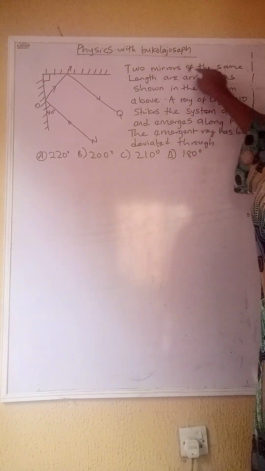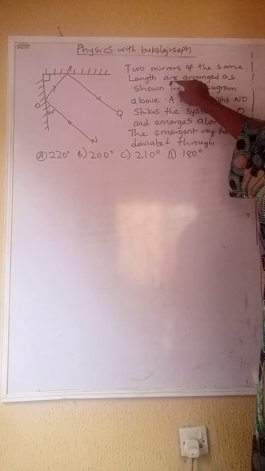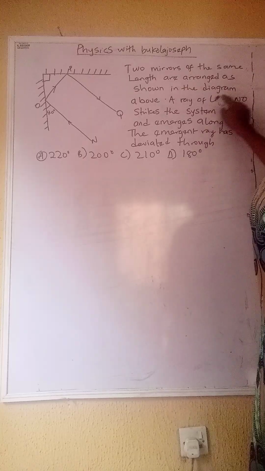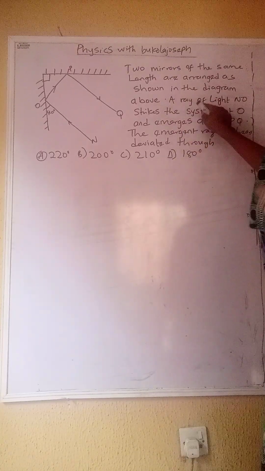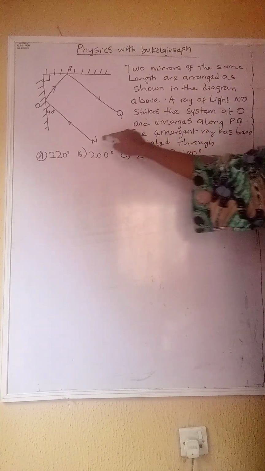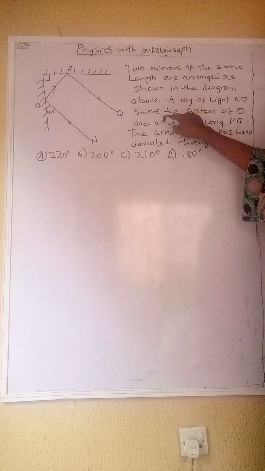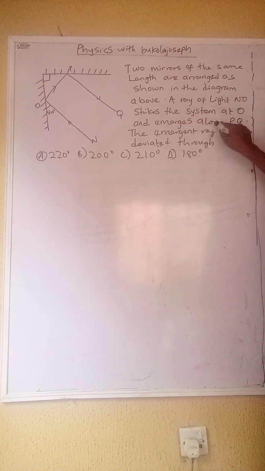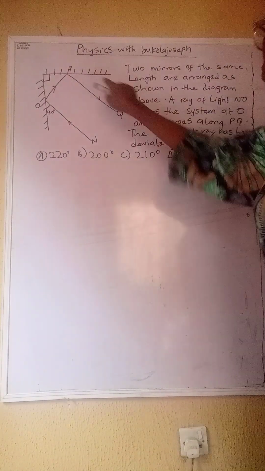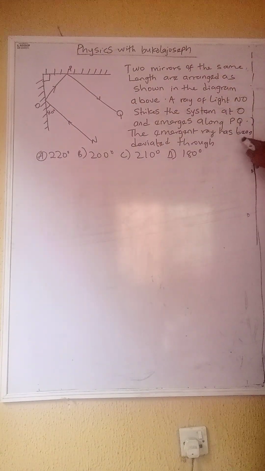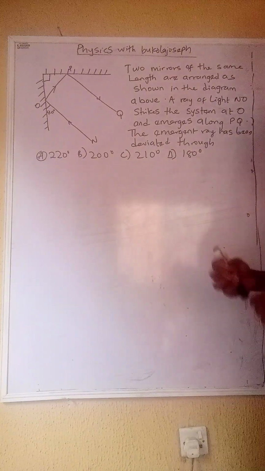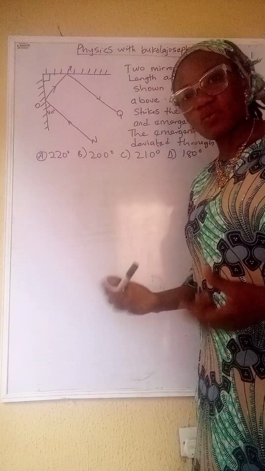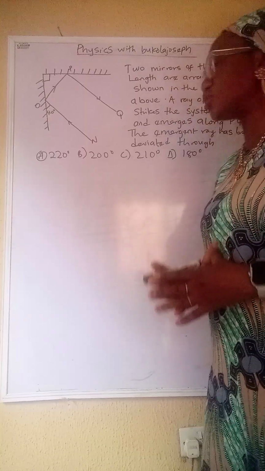Two mirrors of the same length are arranged as shown in the diagram above. A ray of light NO strikes the system at O and emerges along PQ. The emergent ray has been deviated through... So we are asked to find the angle of deviation. Simply put, we are looking for the angle of deviation.